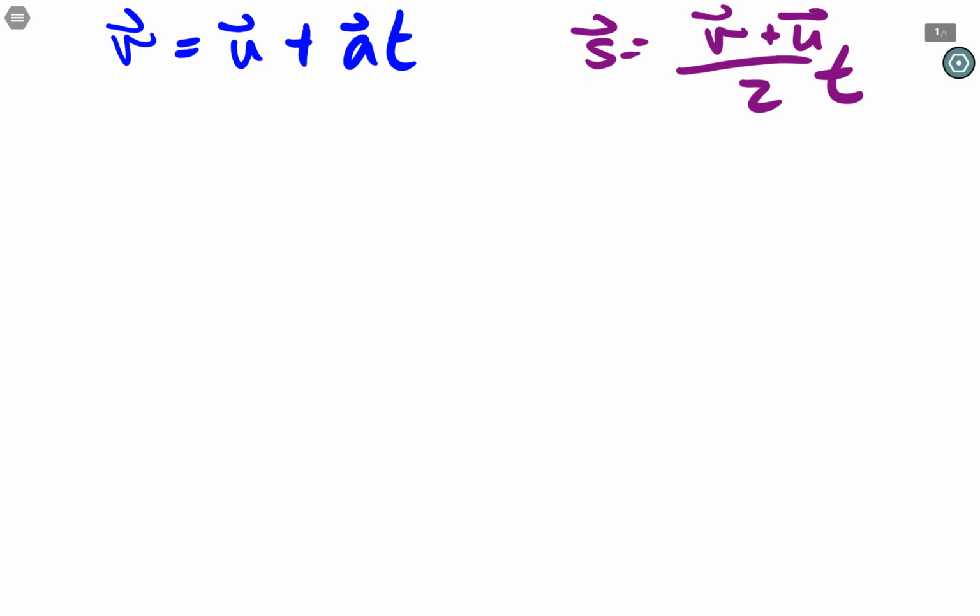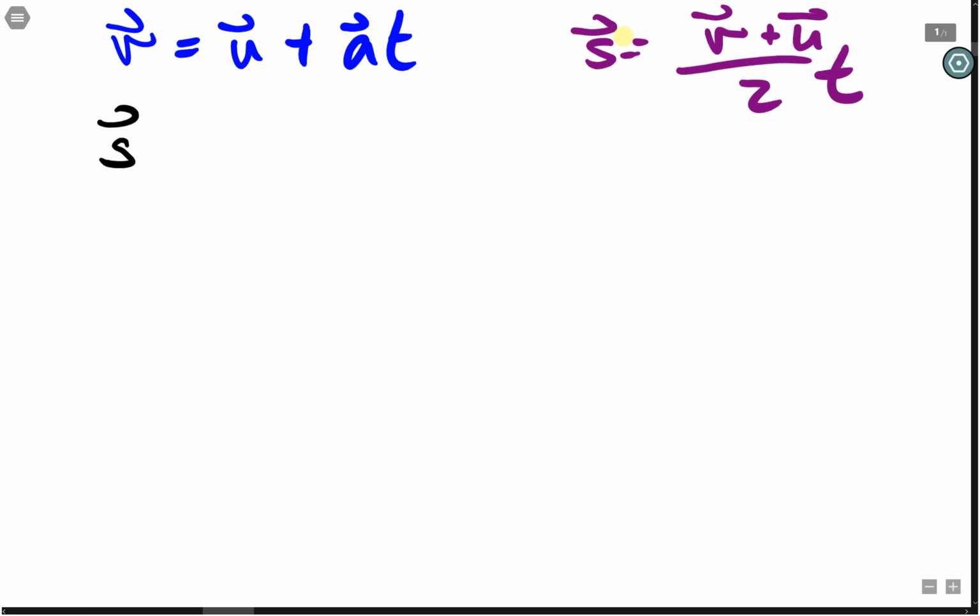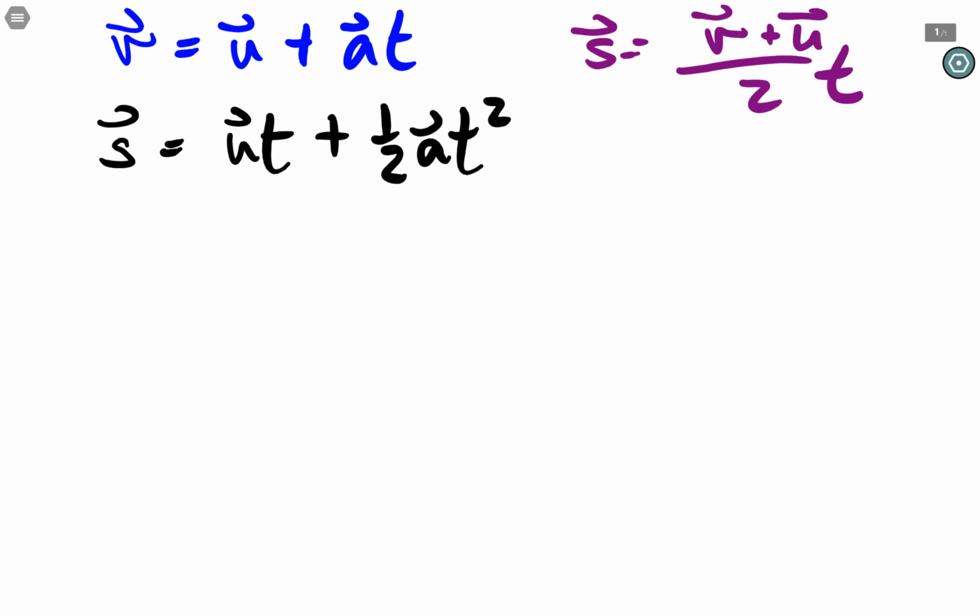I did promise that I would show how to derive the two other kinematics equations from the ones that you were given. I'm going to go over deriving the first one, which is S equals U times T plus 1/2 AT squared. I'm going to do this one in this video, and in another video I will show how to derive the other one.